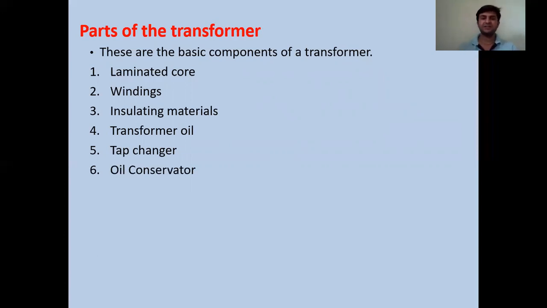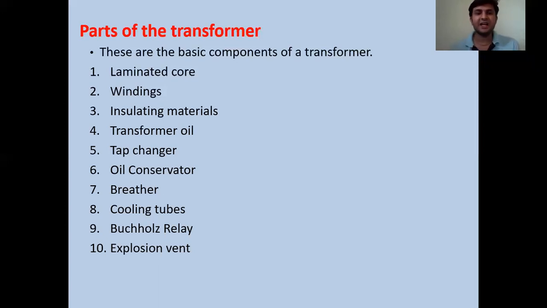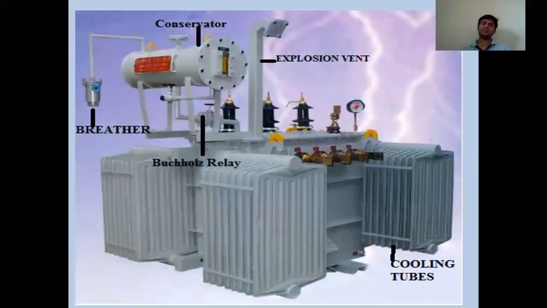Sixth is the oil conservator. Seventh is the breather. Eighth is the cooling tubes. Ninth is the Buchholz relay. And tenth is the explosion vent. These are the basic components of the transformer. We can see some of the components in this figure: the conservator tank, breather, Buchholz relay, cooling tubes, and the explosion vent. The windings and core are placed inside the tank of the transformer, and after installing the winding and core in the transformer, the transformer oil is poured into the transformer tank.